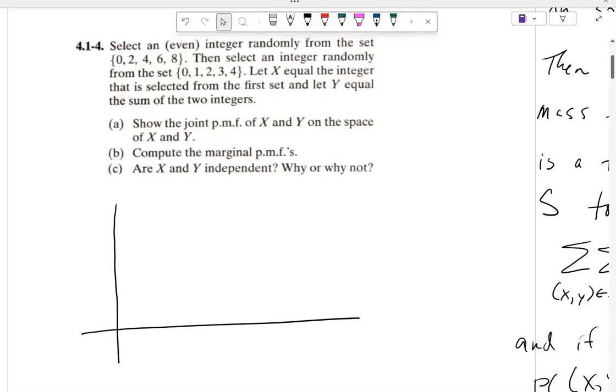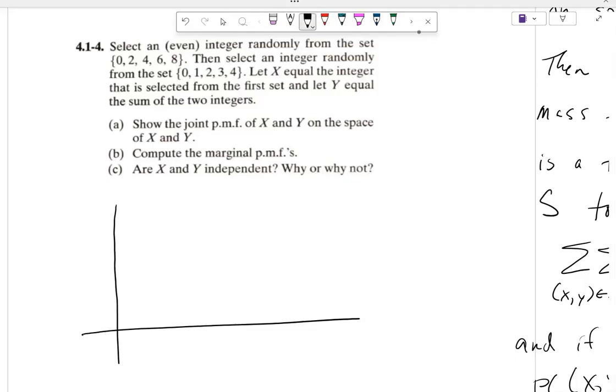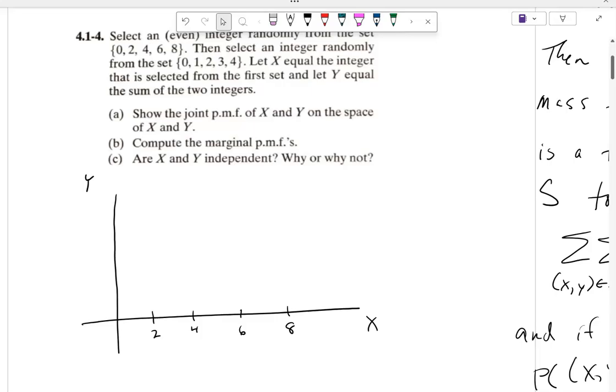If I have my distribution, my x can take on the values, and I'm just going to go by 2s. Your x's can go 0, 2, 4, 6, or 8. I'll use the horizontal axis to represent x here, and those are the values that I can have for x. On the y side, what are your possible values? 0 up to 12 is the biggest one we can get.